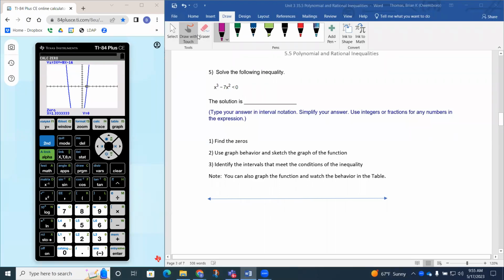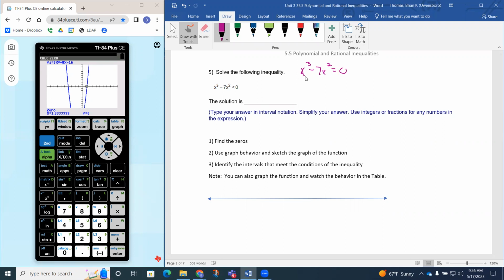So let's solve the following inequality. Again, notice how this is a polynomial. It's a third degree polynomial this time. So again, our strategy is to set this to 0. If we set x cubed minus 7x squared equal to 0, we can find the zeros.